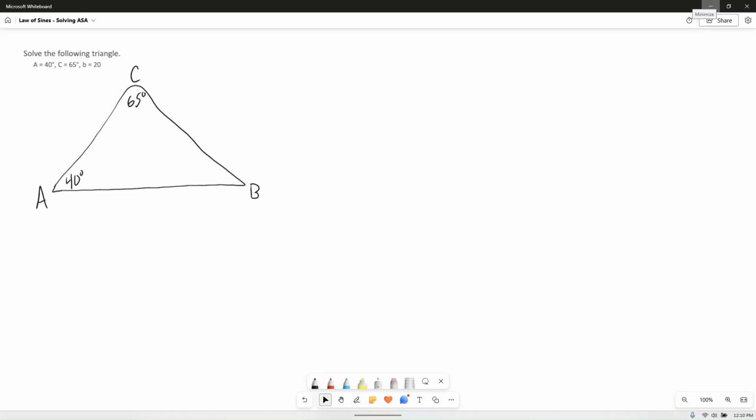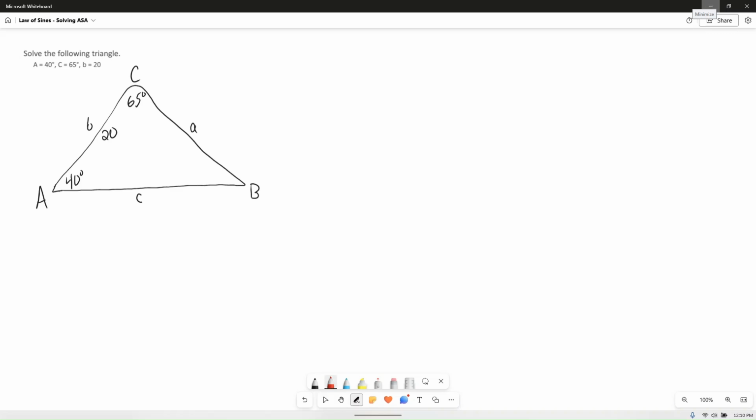If angle A is the bottom left angle, then side A is the top right side. If angle B is the bottom right, then side B is the top left. And if C is the top angle, then side C is the bottom side. So in this situation, we are given angle A is 40 degrees, angle C is 65, and side B is 20. That's the information that we're given.